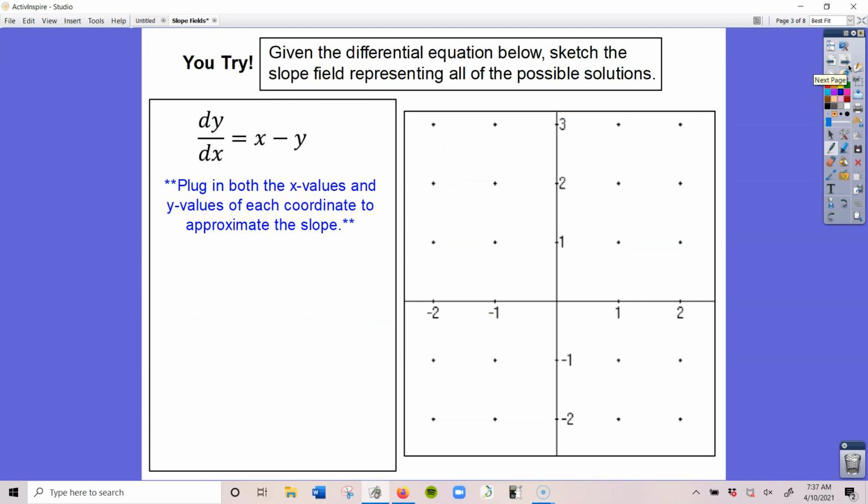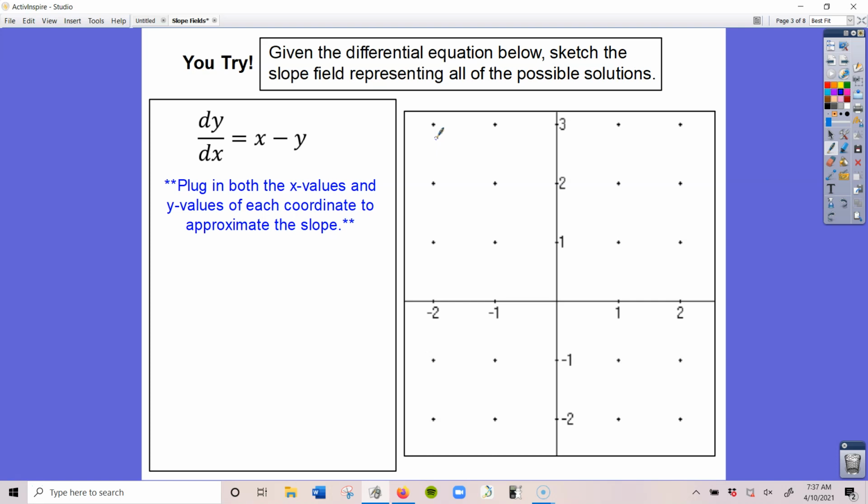We have here dy/dx is equal to x minus y. Now here my derivative includes both x and y. So that means that we have to plug in every combination. We would have to plug in, let's say, for example, (-2, 0), (-2, -1), (-2, -2), (-2, 1), etc. Now, this seems like a lot more work than it is.